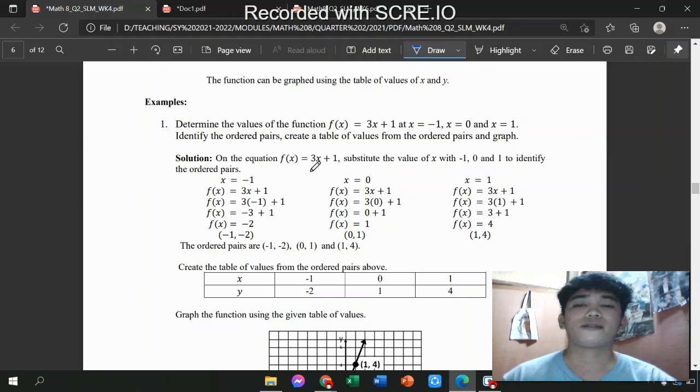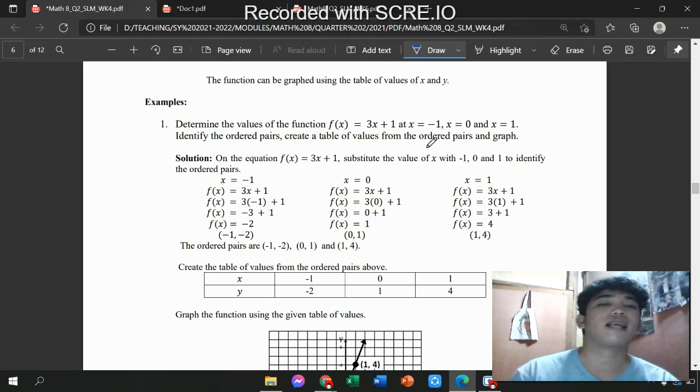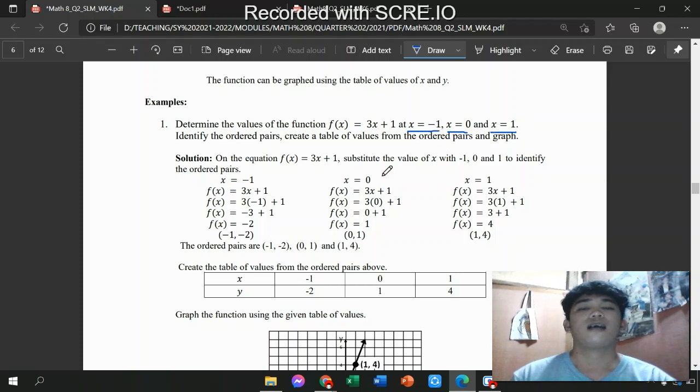So let's have the solution. On the equation f of x equals 3x plus 1, substitute the value of x. So di ba gitaga naman ta og value sa x nga x equals negative 1, x equals 0, and x equals 1. Kaning tanang value sa x, atong i-substitute sa atong function. So unahon na ta ang x equals negative 1. So f of x equals 3x plus 1. So, f of x equals 3, ang x mahimong negative 1, plus 1.